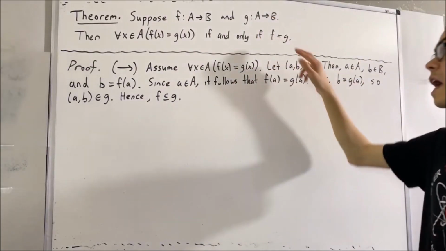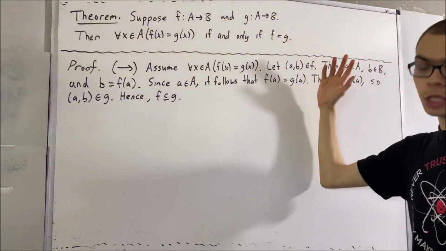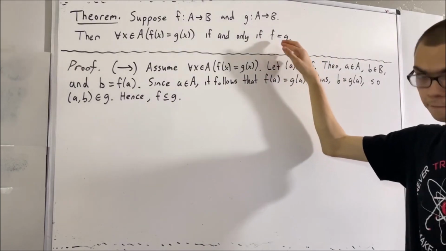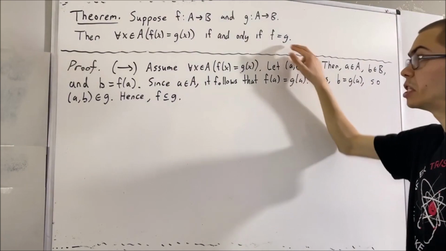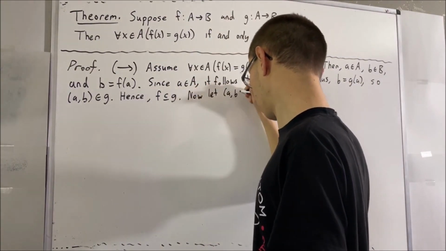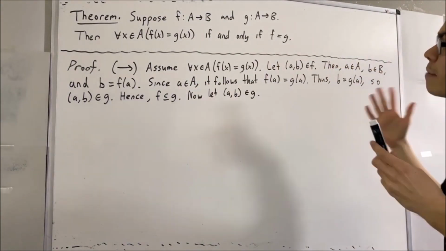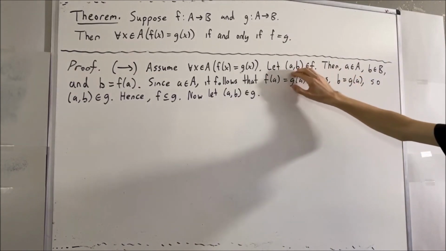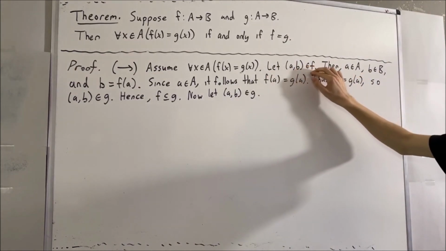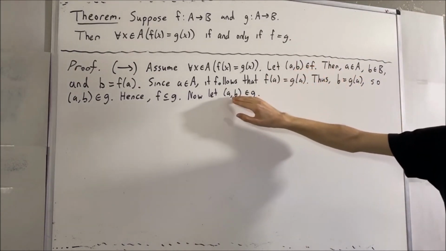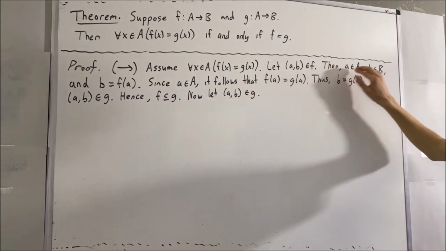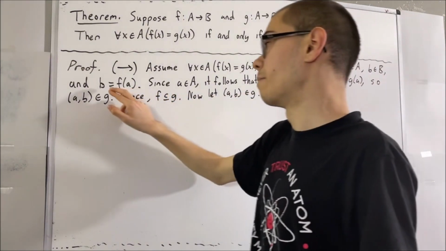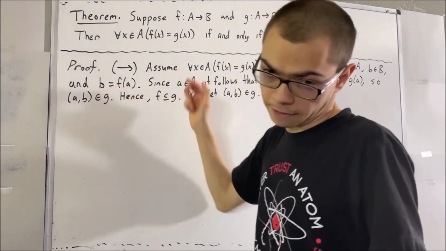Okay, so we've shown that f is a subset of g. Now I want to show that g is a subset of f. So now we're going to let (a, b) be some arbitrary element of g. You can imagine we're going to have the same sort of argument that we had here when we let (a, b) be an arbitrary element of f. Just as before, we're going to see that a is an element of A, b is an element of B, but in this case, b equals g of a.